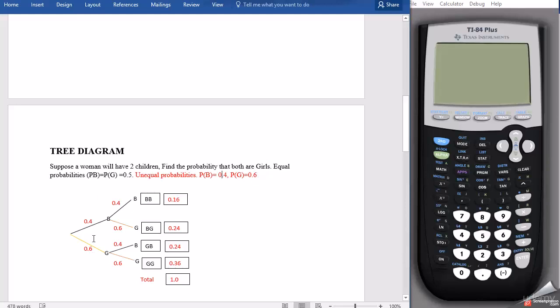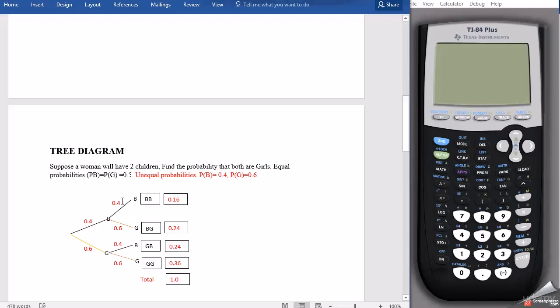So this represents the first child. The first child is either a boy or a girl. Okay, and the probability of getting a boy is 0.4. The probability of getting a girl is 0.6. That's the first child. Then this is the second child. Now this says that if the first child is a boy, the woman can still have a boy or a girl for the second child. If the first child is a girl, then we can have a boy or girl.